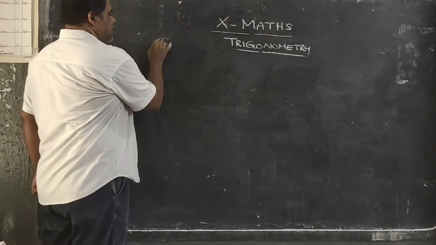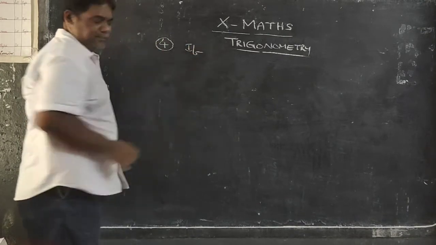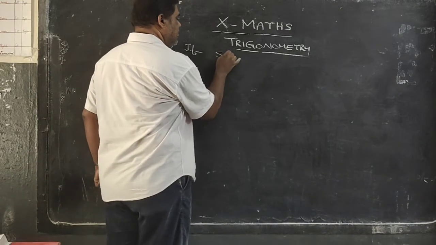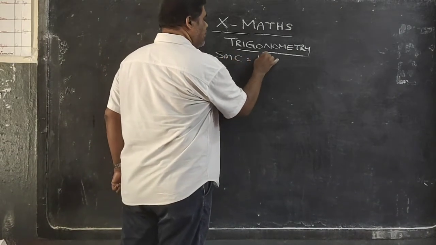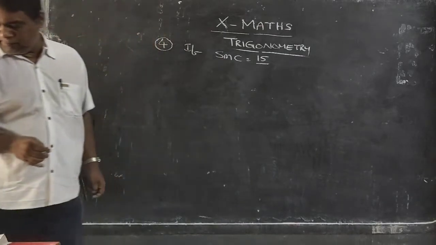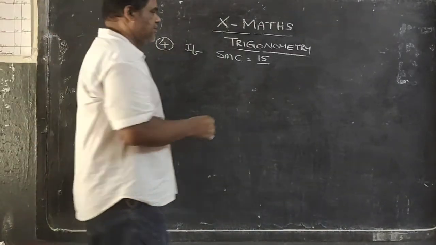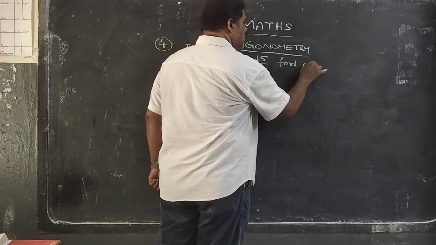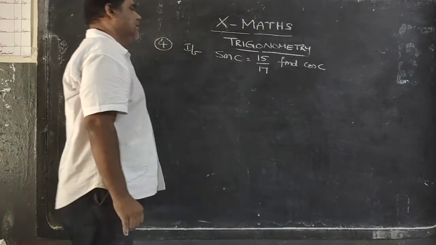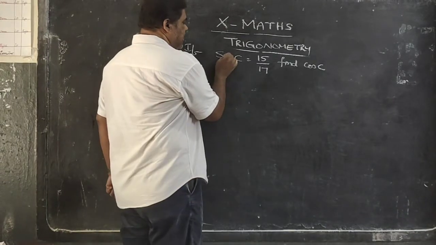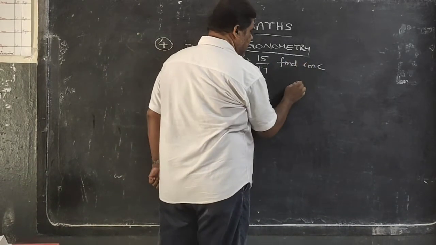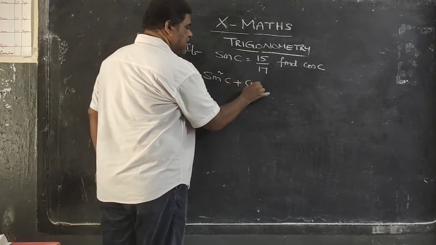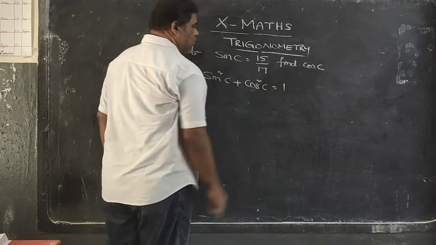Now write next example. If sin C is equal to 15 by 17, find cos C. One identity is there, that is relation between sin and cos, that is sin square C plus cos square C, that is 1.